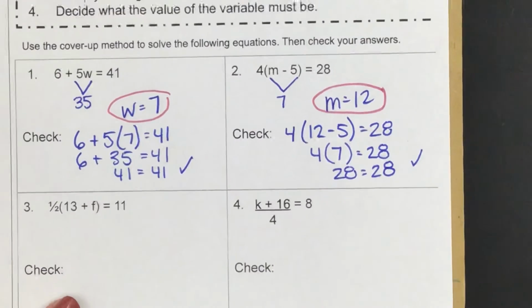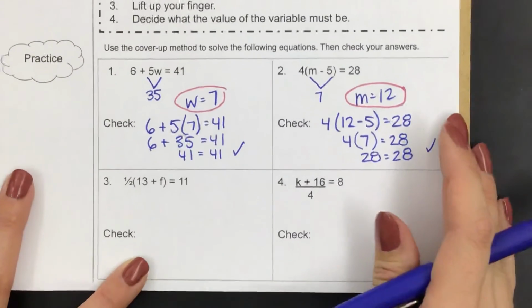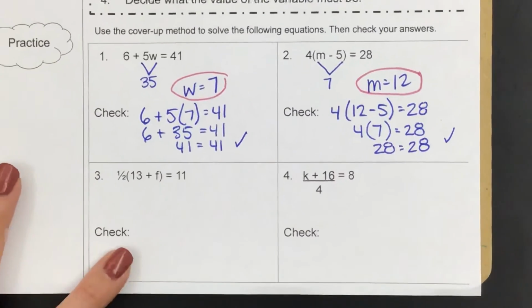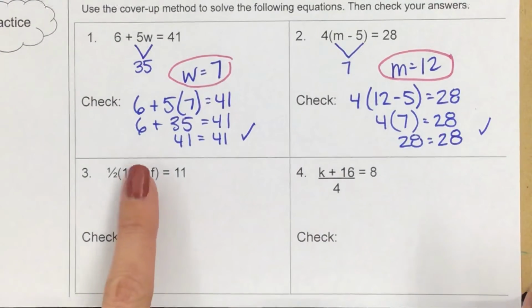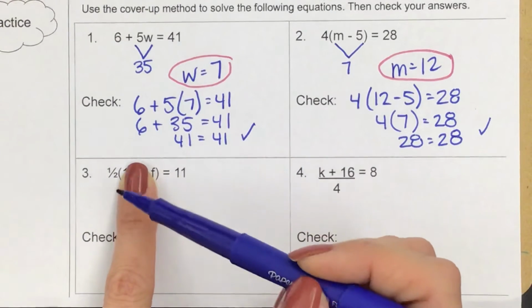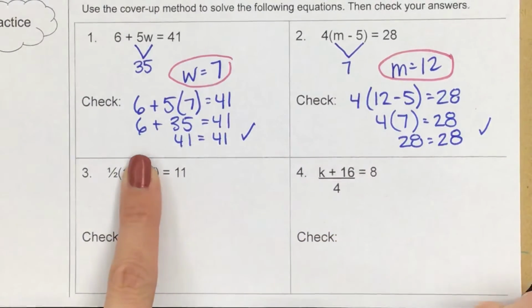Okay, let's take a look at number 3 now. We've got a little bit of a fraction in there. That's okay, we can handle that. I'm going to cover up the part that has the variable. Half of what number will be 11? Think about it. Don't yell it out. Raise your hand when you feel like you know it.